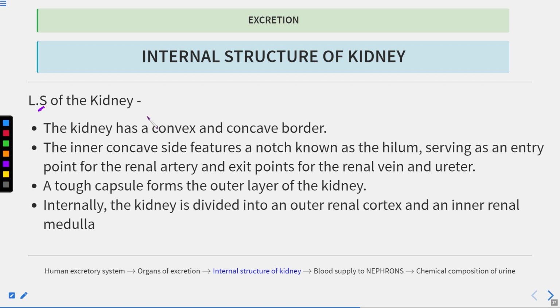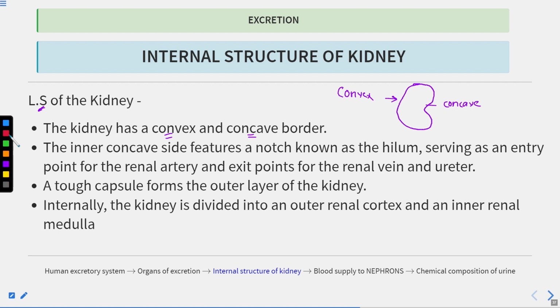It is reddish brown in color. It is bean shaped. Now, the kidney has a convex and a concave border. This I've already explained to you. Why does it have a convex and a concave border? Because it is bean shaped. Its shape is like this. So this one is the convex side and this one is the concave side.